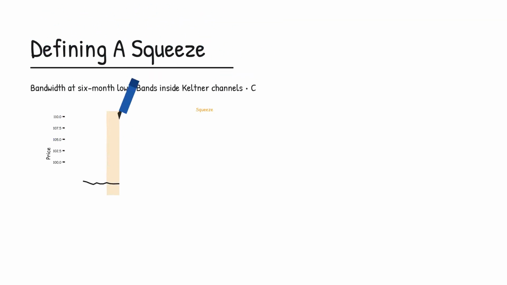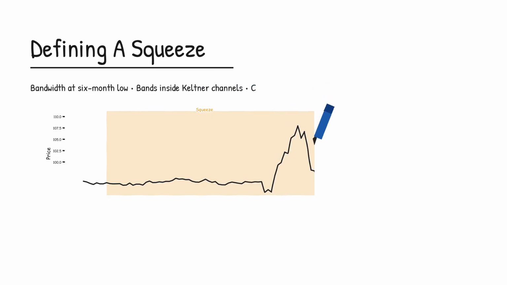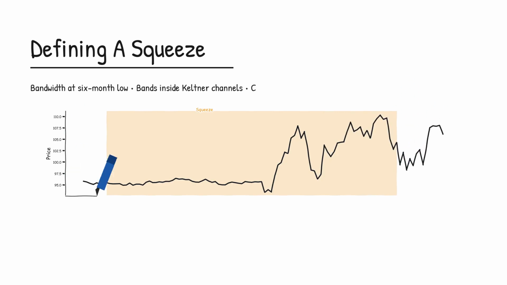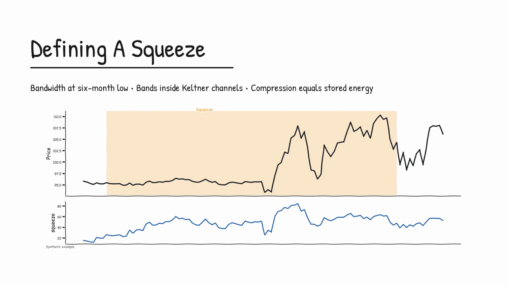A squeeze is not just narrow bands, it's bandwidth at a relative extreme. Bandwidth equals upper minus lower, divided by the middle band. When that ratio drops to a 6-month low, you have a textbook squeeze. John Bollinger called this the lowest bandwidth in the last 125 bars. Some traders prefer the Keltner-based definition, where the Bollinger Bands sit entirely inside the Keltner channels. Both flag the same idea. Volatility is unsustainably low.